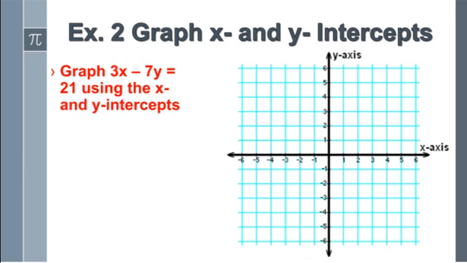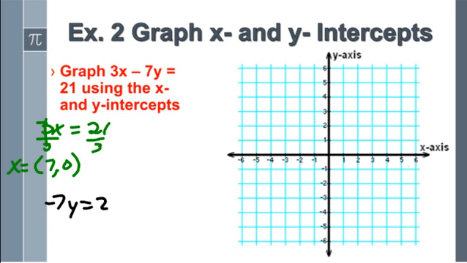Next one, graph 3x minus 7y equals 21 using the x and y intercepts. So 3x equals 21, divide by 3 on both sides. So the x-intercept is (7, 0). Find the y-intercept. We have negative 7y equals 21, divide by negative 7 on both sides. So the y-intercept, when x is 0, y is negative 3.